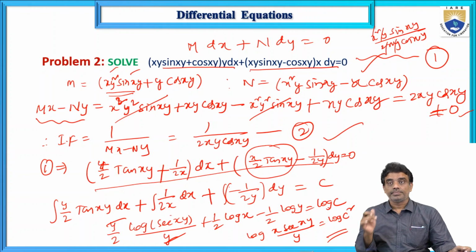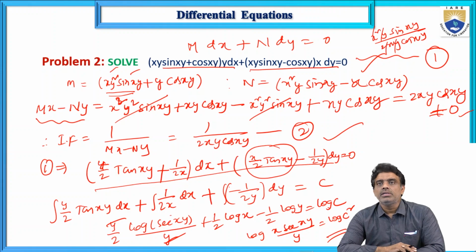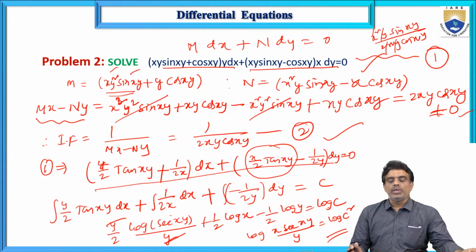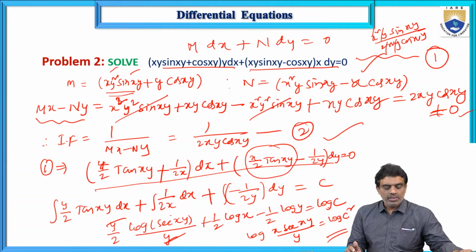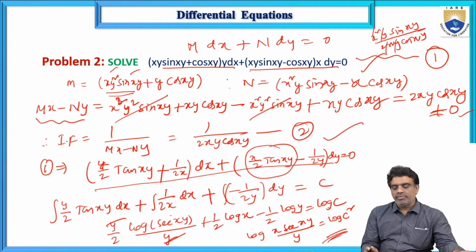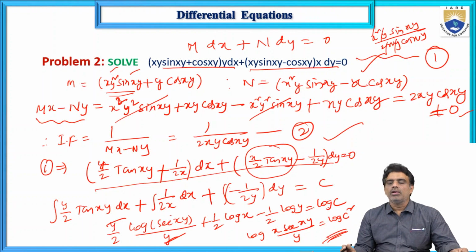So clearly, this equation is not an exact equation, and we made it exact by using the integrating factor 1 by mx minus ny, that is 1 by 2xy cos xy. So multiplying and integrating, the required solution will be x secant xy is equal to y into c square, that is the required solution. So this is the type 2 model of the integrating factor.